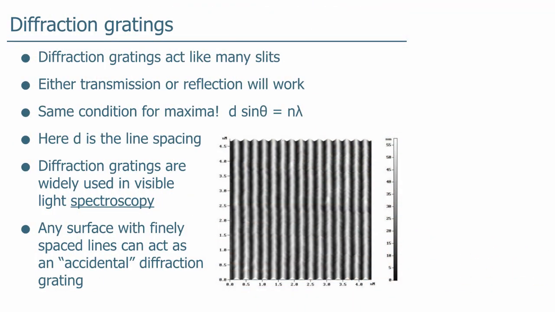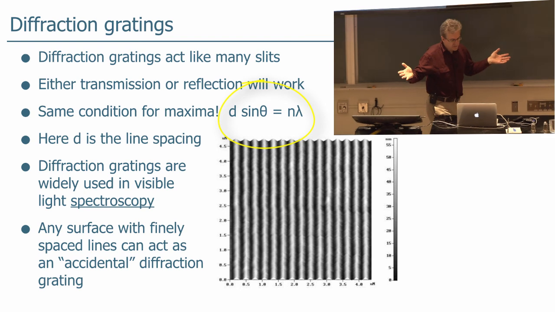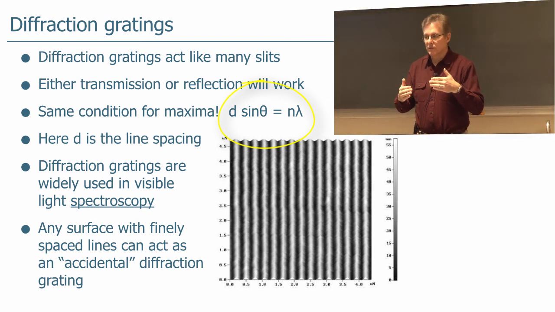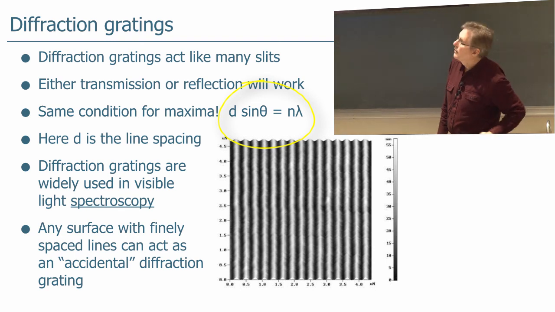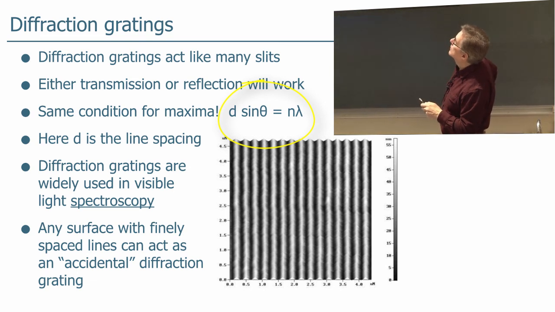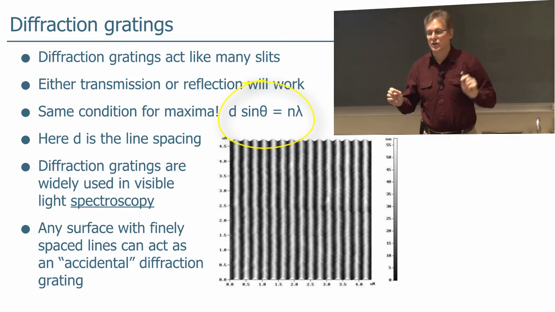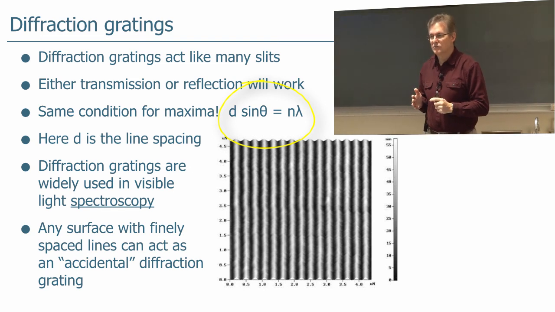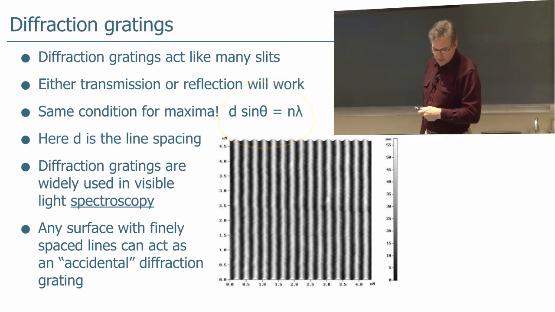Well, what's the equation that governs the case where you have not just 2 slits, but many, many slits? Exactly the same equation. The condition for constructive interference from all the slits is still d sine theta is equal to n lambda. So the bigger d is, the smaller theta is. The smaller d is, the bigger theta is for a given value of n. That's why when we change the number of slits per millimeter, you see the pattern of dots spread out in angle. Now, d is the distance between two lines.